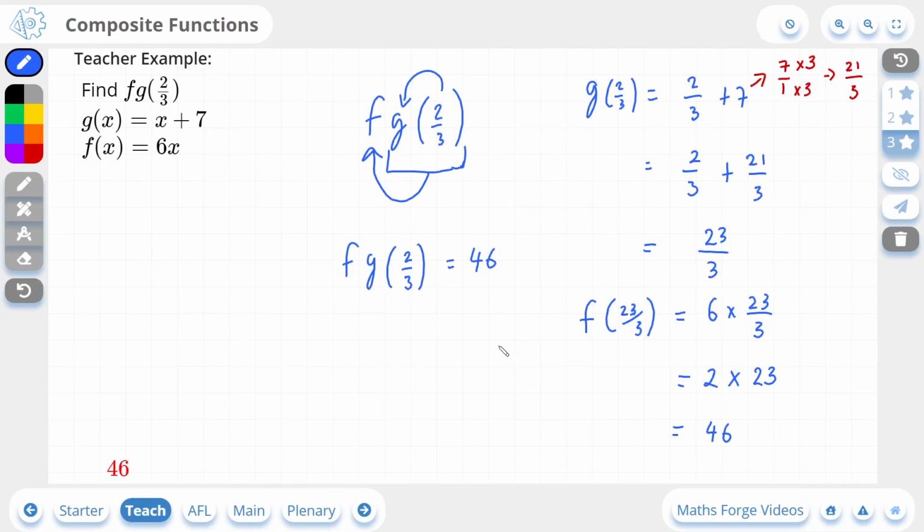And that's it for the lesson on composite functions. Remember, a composite function is a function of a function.